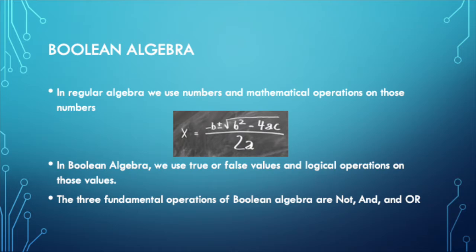So in regular algebra, we use numbers and letters along with mathematical operations to be performed on those numbers and letters. In Boolean algebra, the only values we're using are true and false. And instead of mathematical operations, we're using logical operations. And you'll see what I mean in just a second. So the three fundamental operations of Boolean algebra are NOT, AND, and OR. And those can be combined to achieve different logical operations, which you will see in a sec.